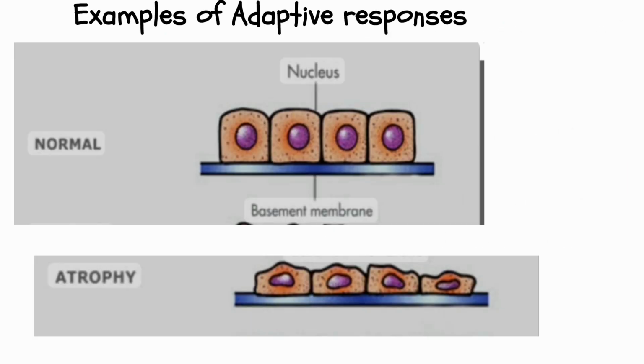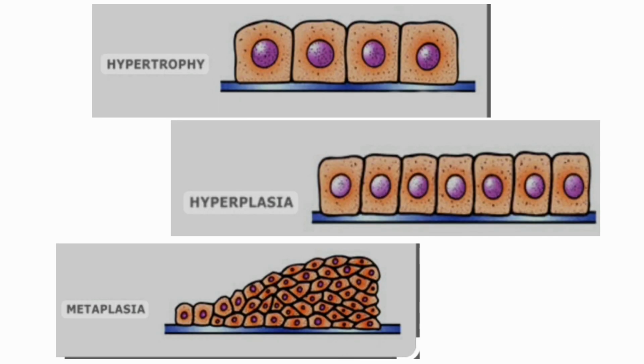Atrophy simply means decrease in size of individual cells. Hypertrophy, increase in size of individual cells. Hyperplasia, increase in number of cells. Metaplasia, change in the morphology of the cell.